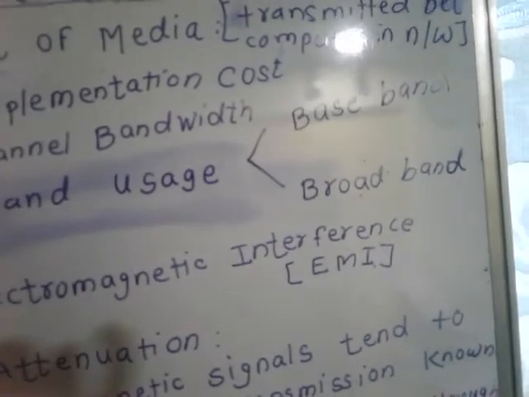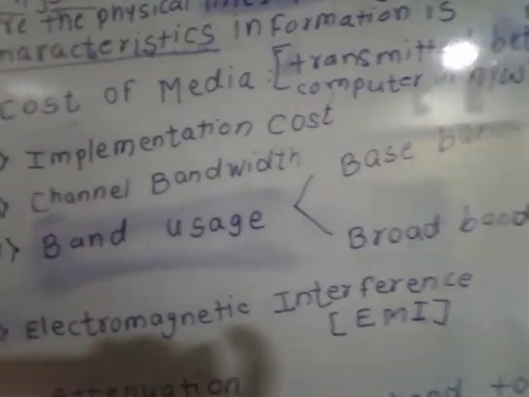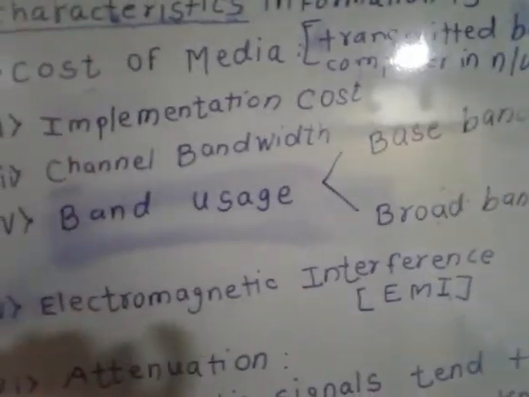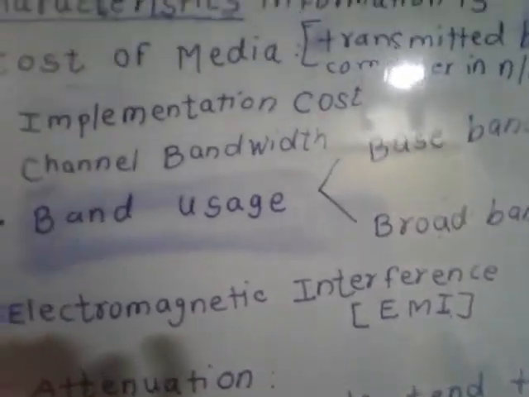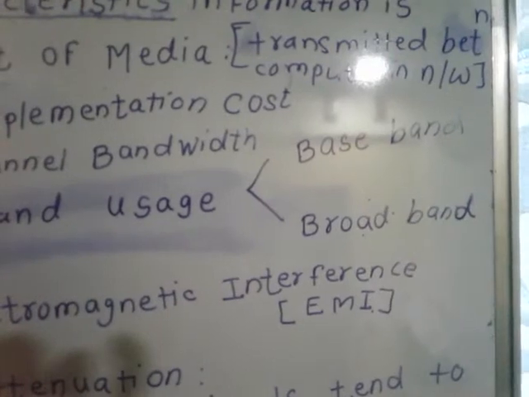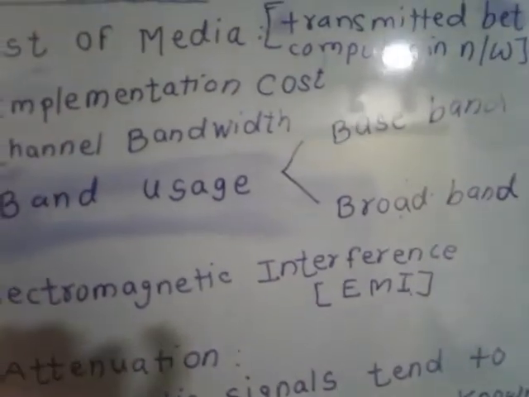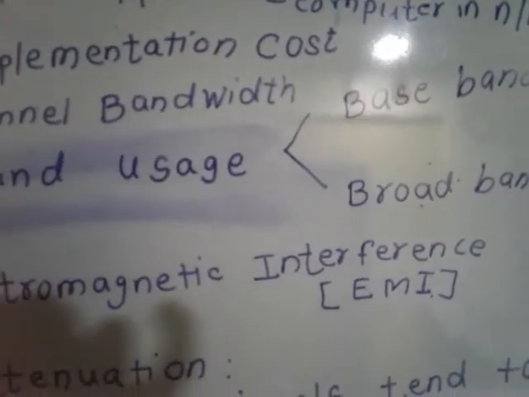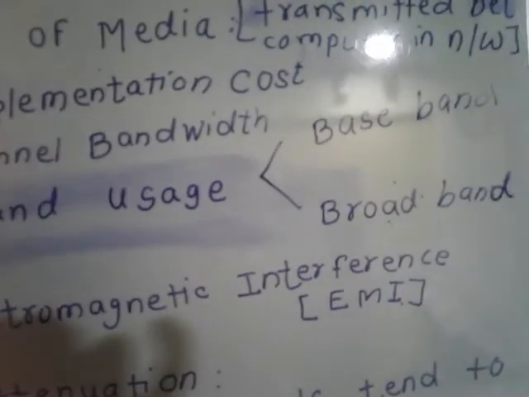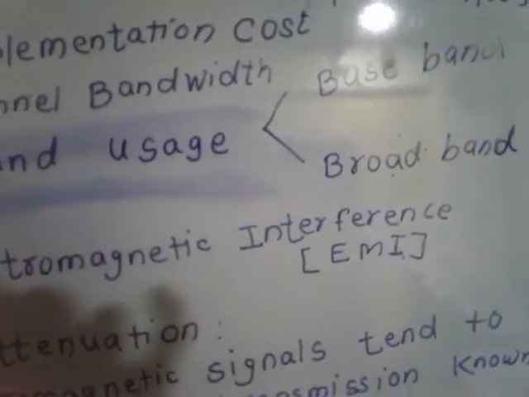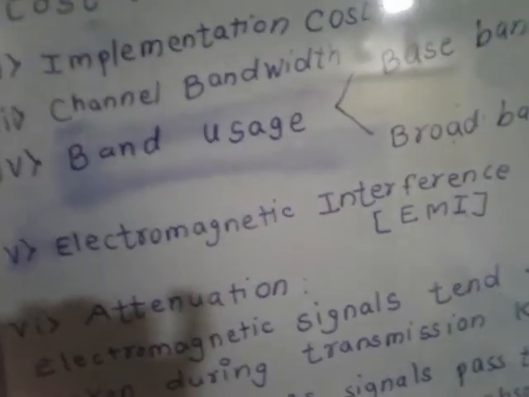The second is broadband. In case of broadband, the entire capacity is divided into many channels. We'll see the second point. In broadband transmission, broadband enables two or more communication channels to share the bandwidth of the communication medium. That is called broadband.